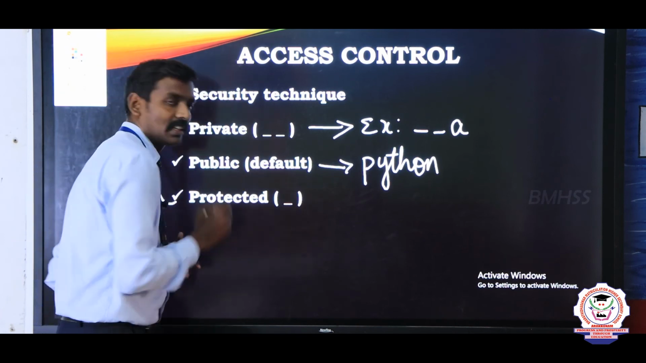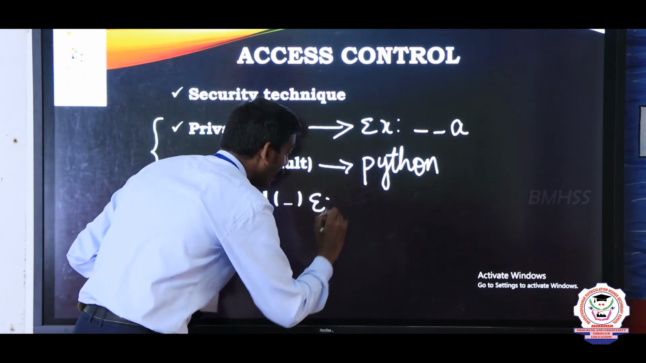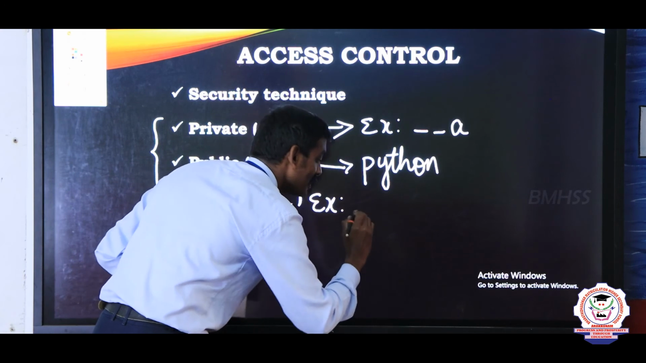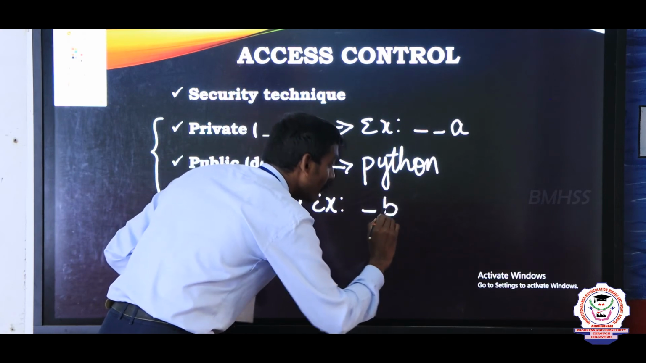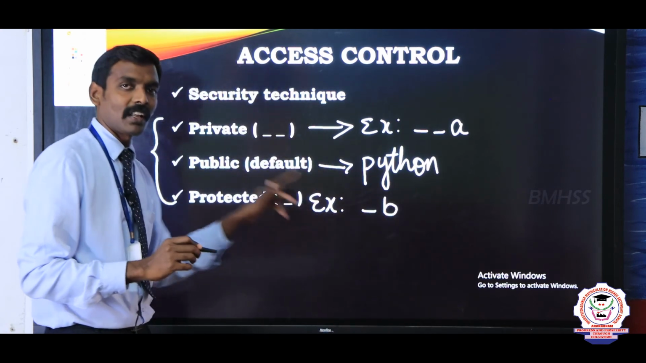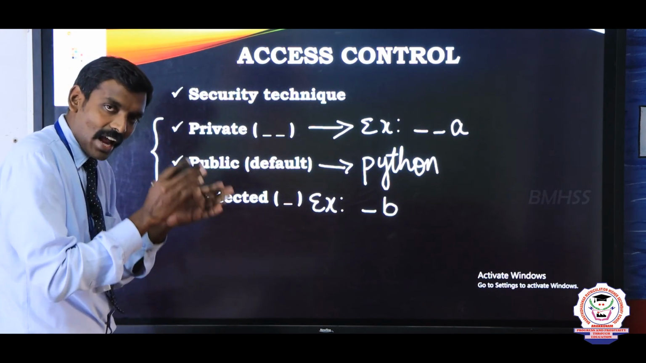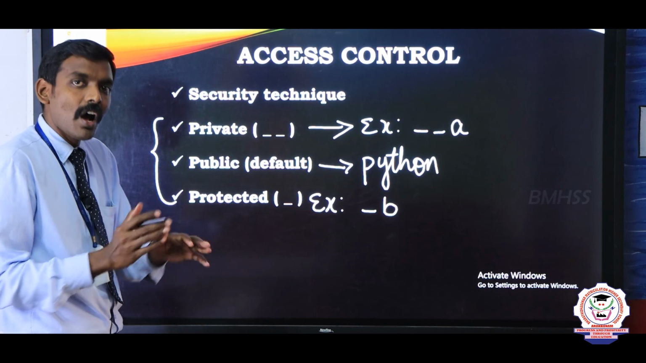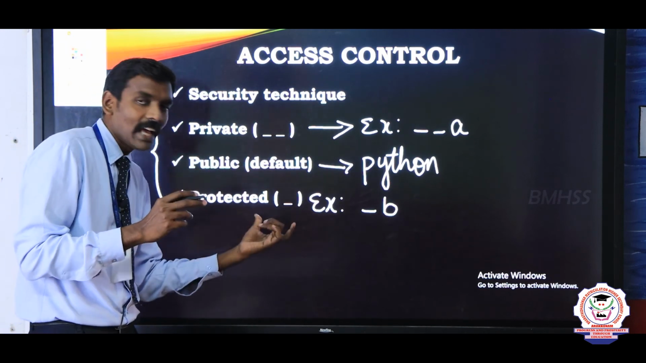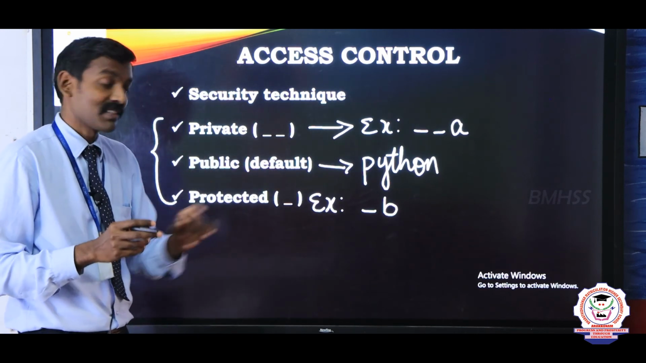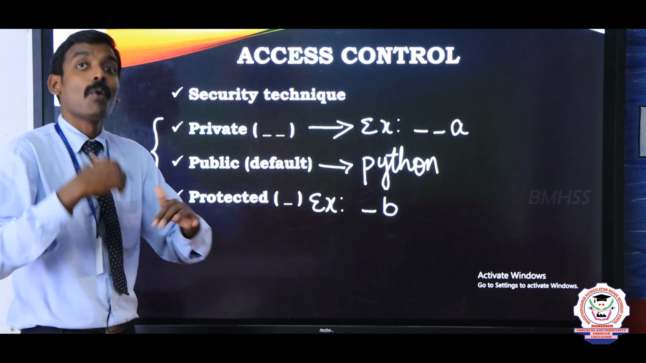Next one is protected. We can use a single underscore. Example, single underscore b. It should be treated as a protected variable. It can be accessed within a function and sub function, or within a class as well as a derived class, but it cannot be accessed from outside.